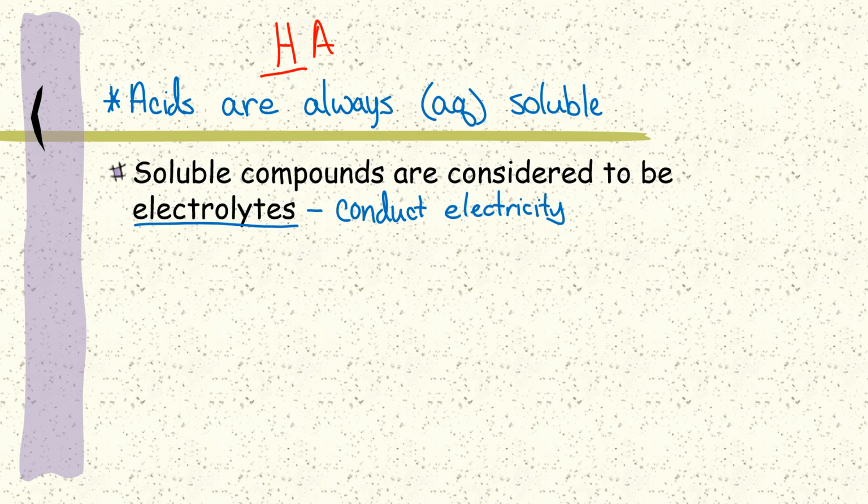Soluble compounds are going to be written as aqueous. Soluble compounds are considered to be electrolytes. That means they conduct electricity. Electrolytes are very important for biological processes. That's why, if you're in sports or doing any kind of physically strenuous activities, they typically tell you to drink lots of fluids, and sometimes they will tell you to drink things like Pedialyte, Gatorade, Powerade, all of that, because they contain electrolytes that replenish those salts that we sweat out.